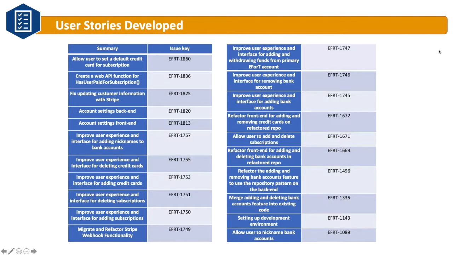Here's a list of user stories that we developed through this project. As you can see, we did a lot of refactoring and adding credit cards, bank accounts, subscriptions, and we also worked on Stripe webhooks and the account settings backend and front end, and a couple of web API functions for others to use. As you can see, we also did a lot of improving of the user interface so that it was easy to navigate and to work with. If you want any more information about these user stories specifically, feel free to go to our Confluence page for more in-depth instructions, or to click on the Jira issue with this issue key.